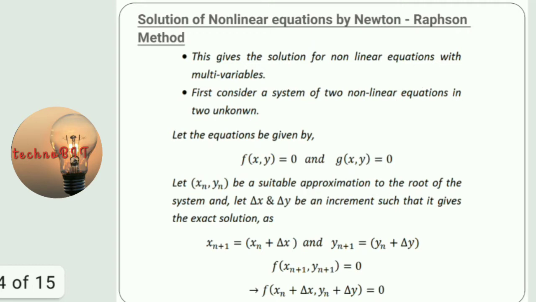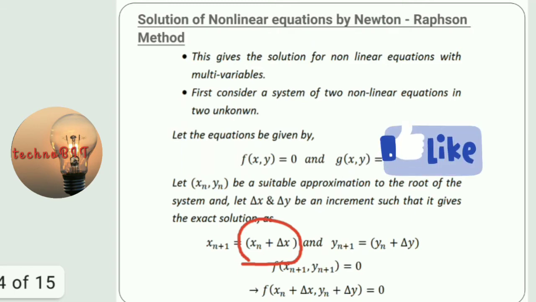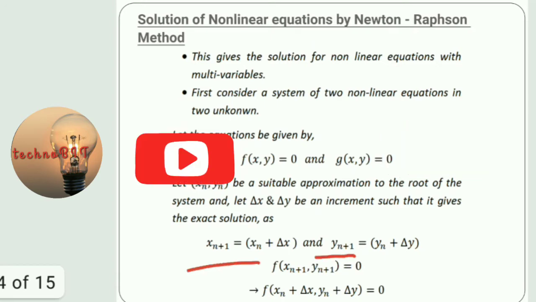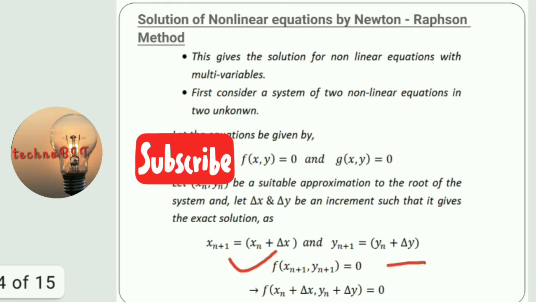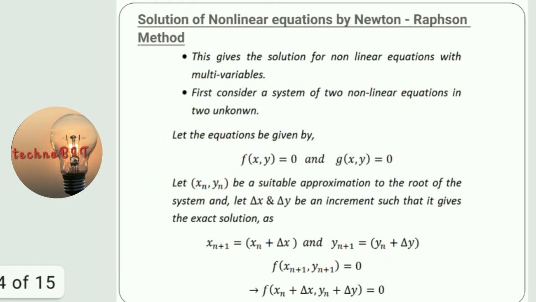So finally, if xn plus 1 is my exact root, it can be written in the form of the approximate root including the error. This is my exact root for x and exact root for y. So what will my functions be with the exact root? They will be equal to 0. It should be like this, right? Then next we can represent it like this.